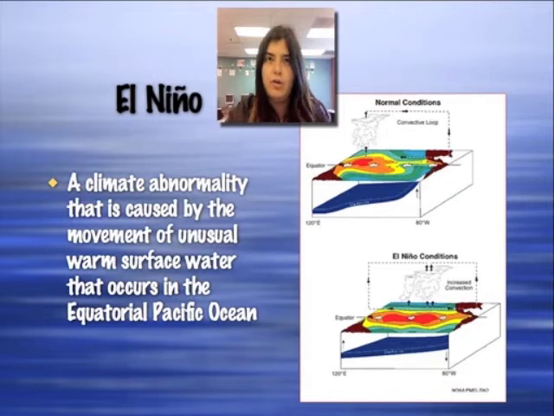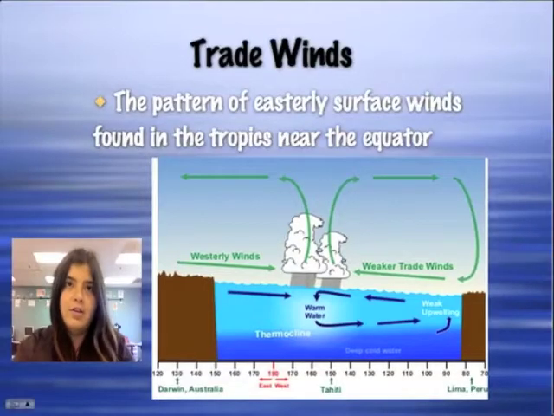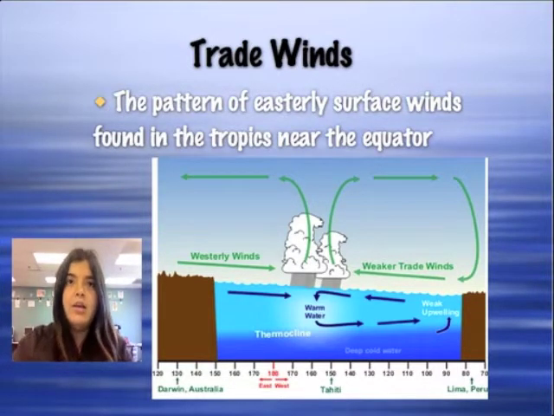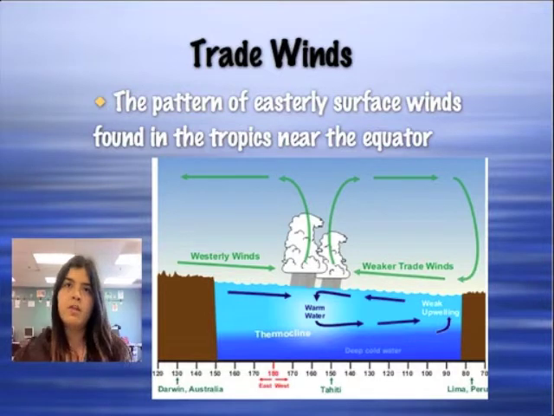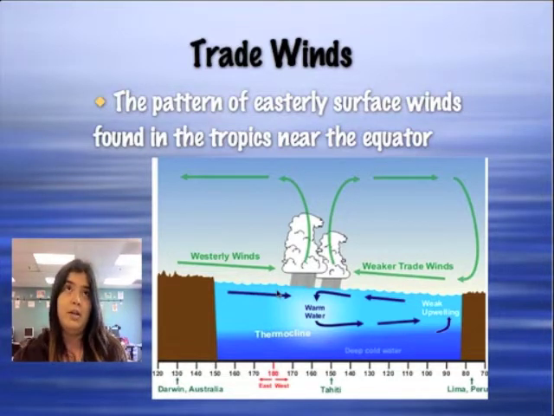Scientists still don't understand how El Nino is caused, but they do know the first signs of when it is occurring. One of its signs is the rise of surface pressure around the Indian Ocean. Another sign is that trade winds start heading east and falter for months. These trade winds, or the pattern of easterly surface winds found in the tropics near the equator, determine the early stages of El Nino. As you can see in the picture, the weaker trade winds head east towards Tahiti.